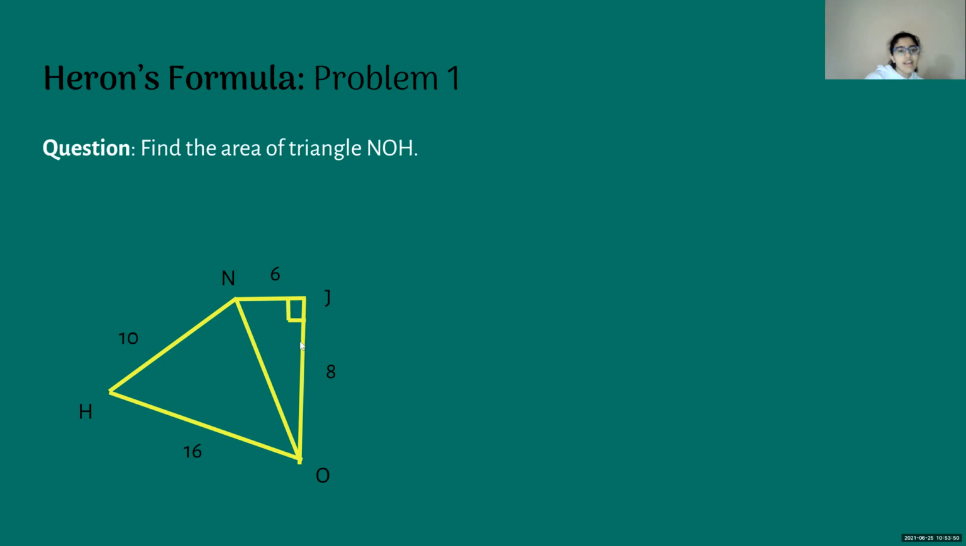Find the area of NOH, given that NJO is a 90-degree angle, and that NO is one of the sides of NOH. For this question, you can use a calculator. So yes, if you want to use a calculator, you can use it.